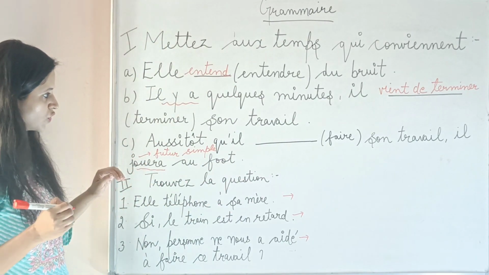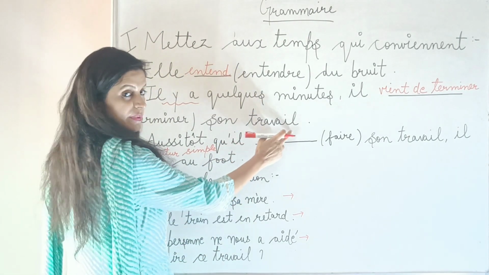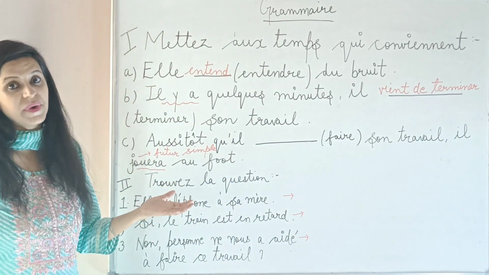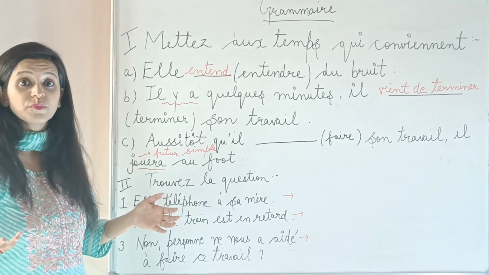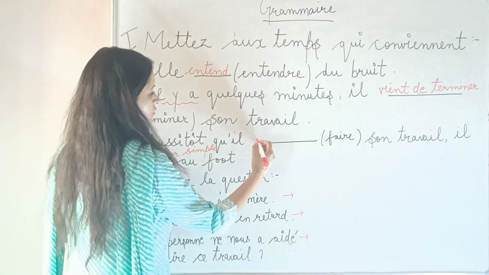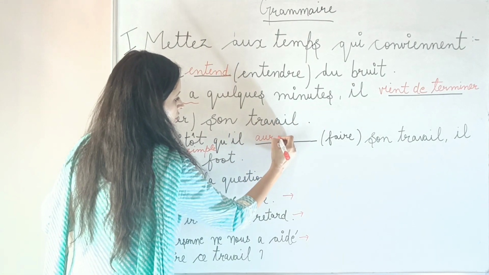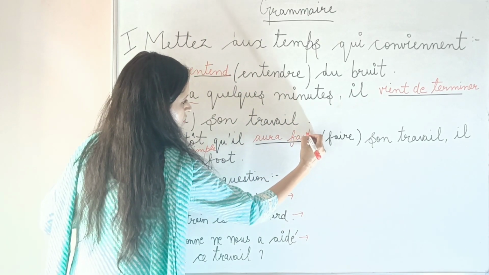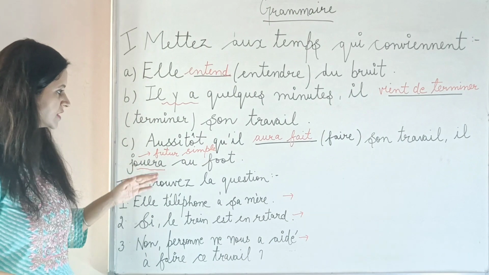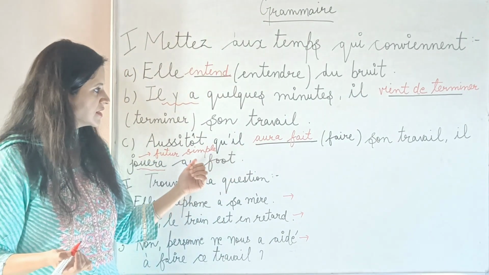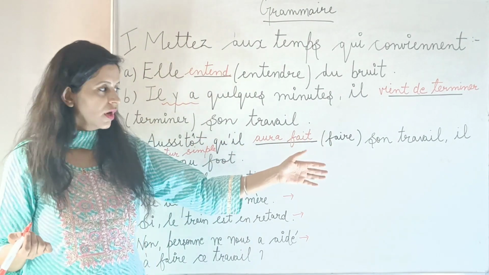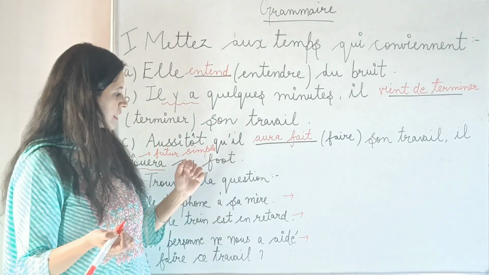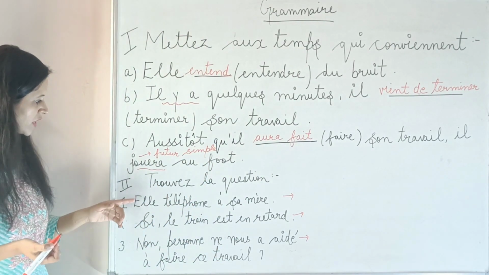And how do you conjugate futur antérieur? 2 verbs will be there. First verb être or avoir and second participe passé, the way you conjugate passé composé. So faire will be with avoir. So we write avoir in futur simple along with participe passé. So it becomes fait. Aussitôt qu'il aura fait, as soon as he would have done his work, he will be playing football. I hope it's clear. Let's move to the next question.